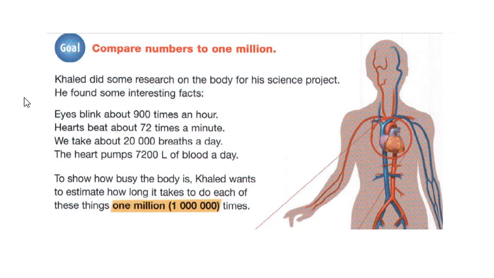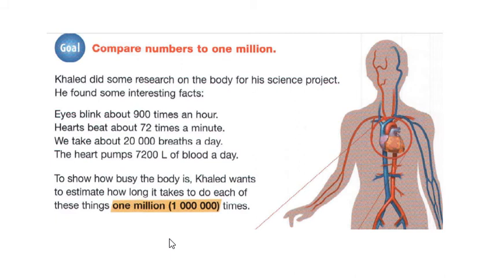Eyes blink about 900 times an hour. Hearts beat about 72 times a minute. We take about 20,000 breaths a day, and the heart pumps 7,200 liters of blood a day. To show how busy the body is, Khaled wants to estimate how long it takes to do each of these things 1 million times.